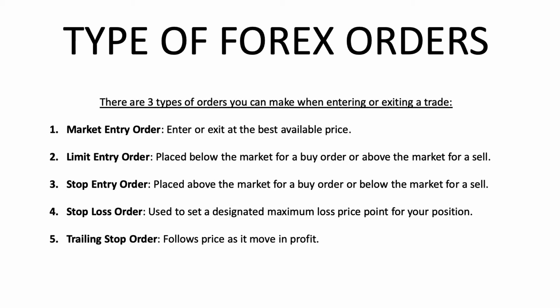A market entry order enters or exits at the best available price. A limit entry order is placed below the market for a buy order or above the market for a sell. In opposite, a stop entry order is placed above the market for a buy order or below the market for a sell order. A stop loss order is used to set a designated maximum loss price point for your position, and a trailing stop order follows price as it moves into profit.